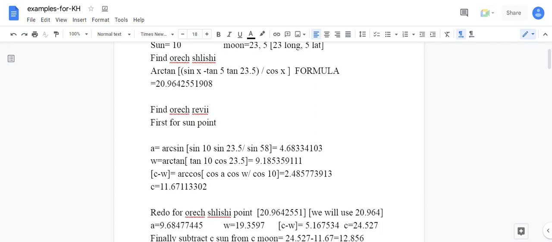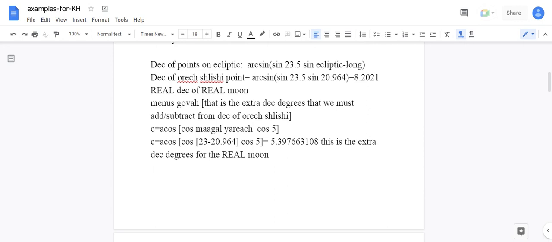Now we'll go to the third part of the equations, and that is the Manos Goiva Medina. So we take now the declinations of the points of the ecliptic. First you take the declination of the Orach Shlishi point.